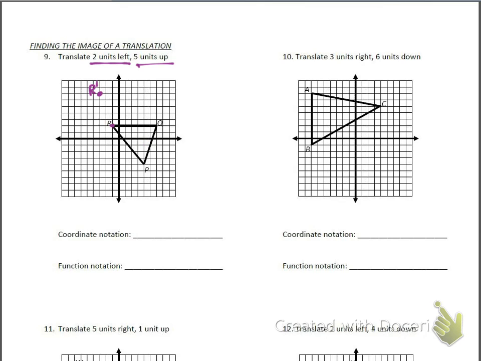Then you do the same thing with Q. So we go 1, 2 left, up, 1, 2, 3, 4, 5. Label it Q prime. You must label. And then same with P. 1, 2 left, up, 1, 2, 3, 4, 5. P prime. And then draw your triangle.